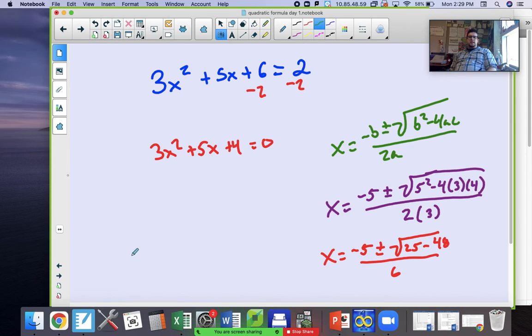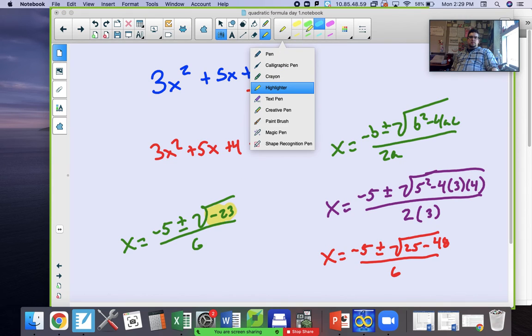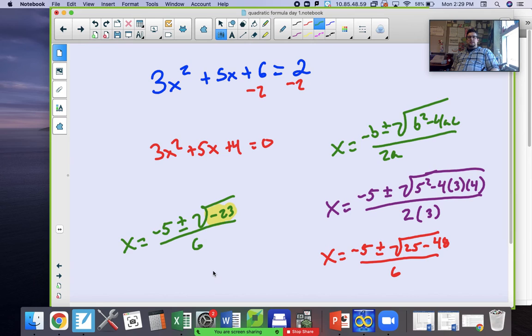But what we see is we end up getting a negative 23 underneath the radical. You cannot have a negative underneath your square root symbol. With that negative right there, that tells us that there are no real roots.